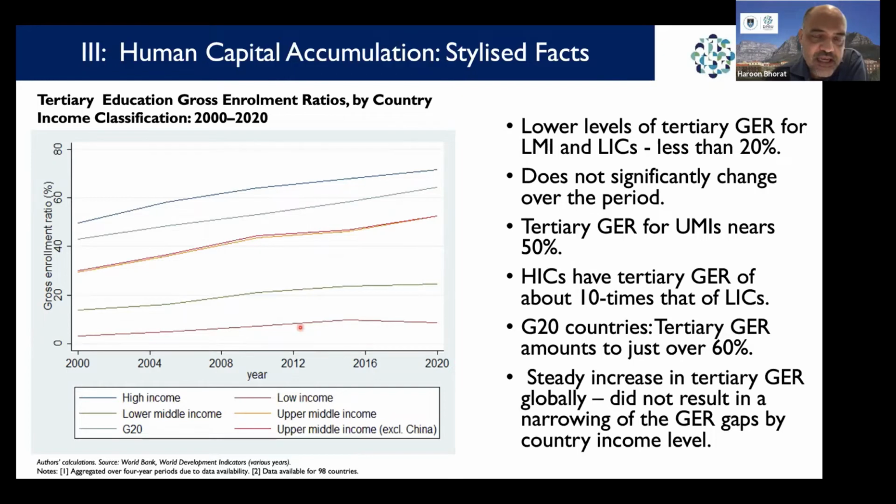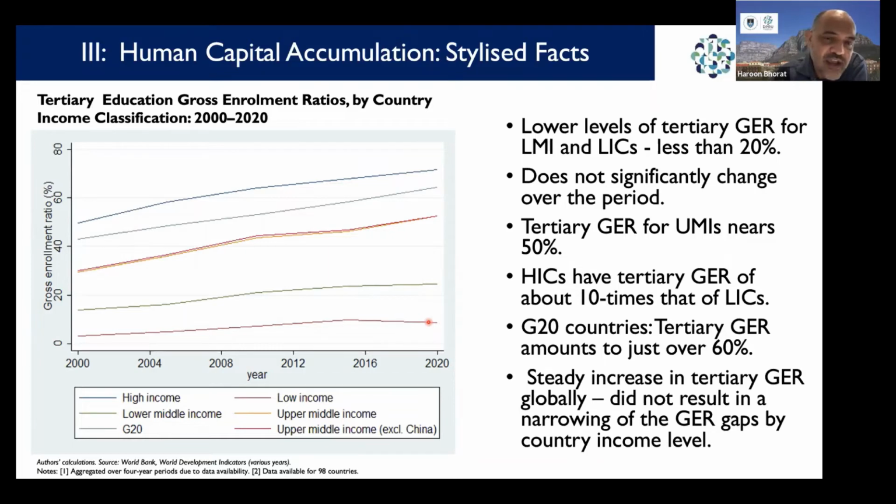But notice one thing is the gap's not closing. So again, come back to my measure of what's going to drive a closing technology gap in the world economy: tertiary enrollment rates. Well, the gap's not really closing. And in fact, not only is it closing to some extent in the later years, for low-income countries, the gap has widened. And if you wanted to peg a number on the differential, high-income countries have tertiary gross enrollment rates. So think of this as university enrollment rates that are about 10 times that of low-income countries.